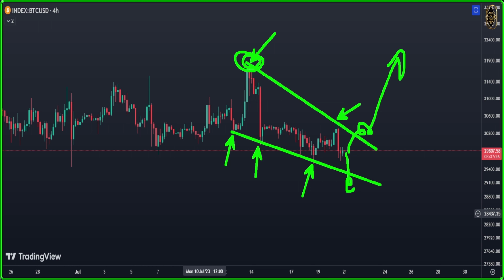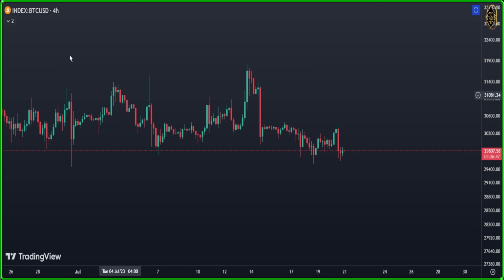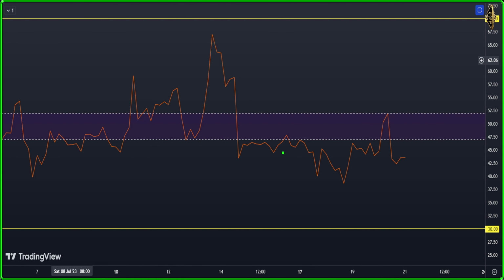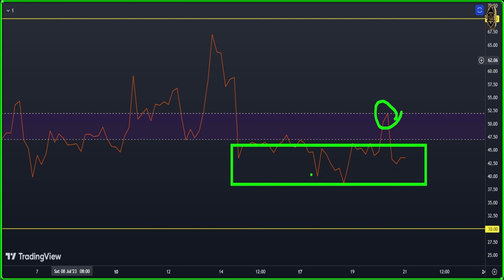If the market falls and breaks down here, that means the market is going to fall, guys. Everything is very clear. Look at how I drew it. Now let's see what our indicator is saying. As you see, it tries to push up here, but there is no power. The market is still controlled only by the bears.